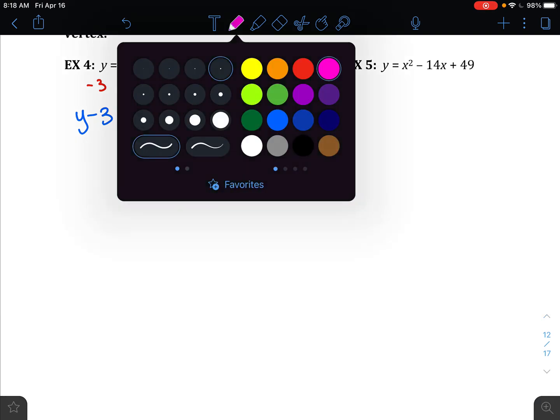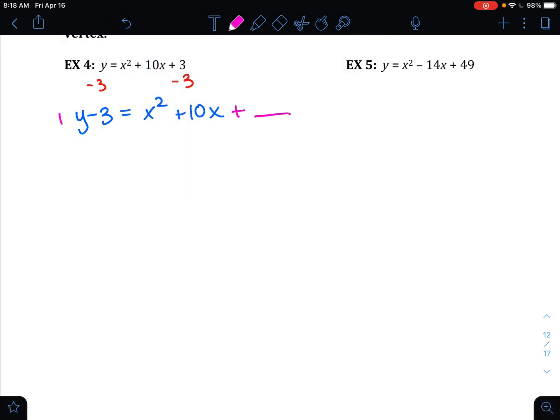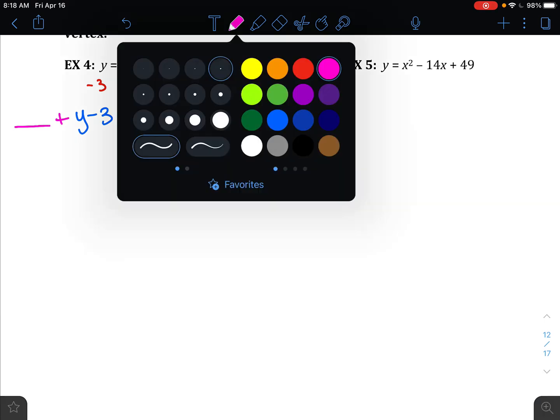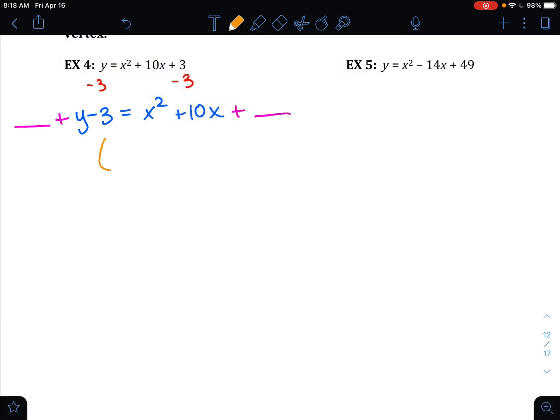Okay, I'm moving the C value. I'm going to add a number. Oh, my color switching here. Okay, so b divided by 2 squared. All right, so I'm adding in 25.